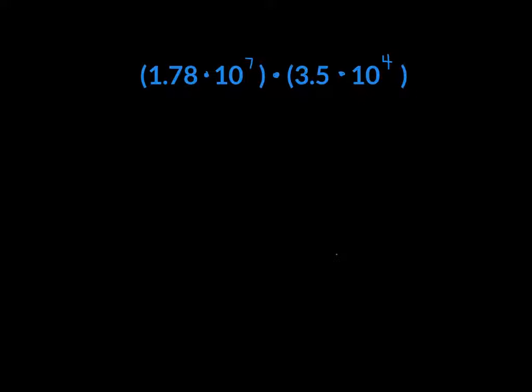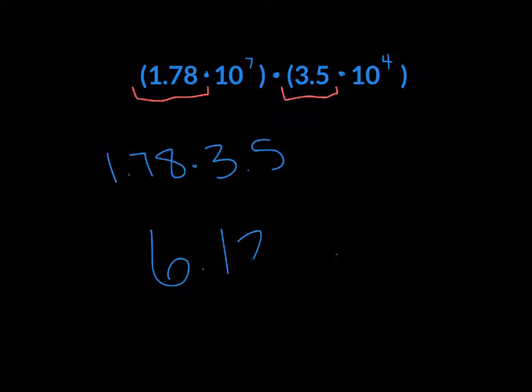What you want to do when approaching this problem is once again start with the numbers in the front. So we have 1.78 times 3.5. I'm just going to do that math first. So 1.78 times 3.5. When I type that in the calculator, I get 6.125.